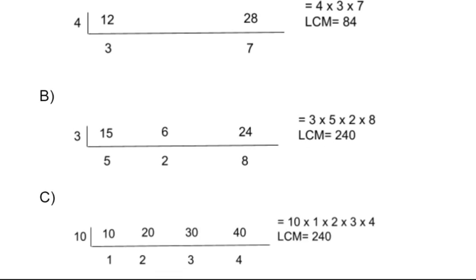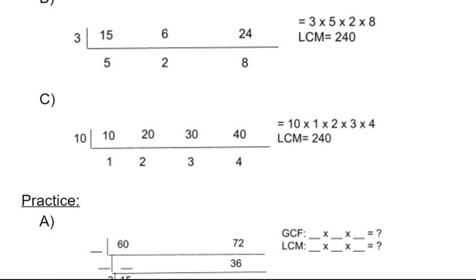For B, it's 15, 6, and 24, and I want to find the lowest common multiple for those 3 numbers. Well, I can see that 3, first of all, could be divided into all of them. So 15 divided by 3 is 5, 6 divided by 3 is 2, and 24 divided by 3 is 8. And now again, of course, I can't go further beyond 5, 2, and 8. So 3 times 5 times 2 times 8 is 240, which is the lowest common multiple.